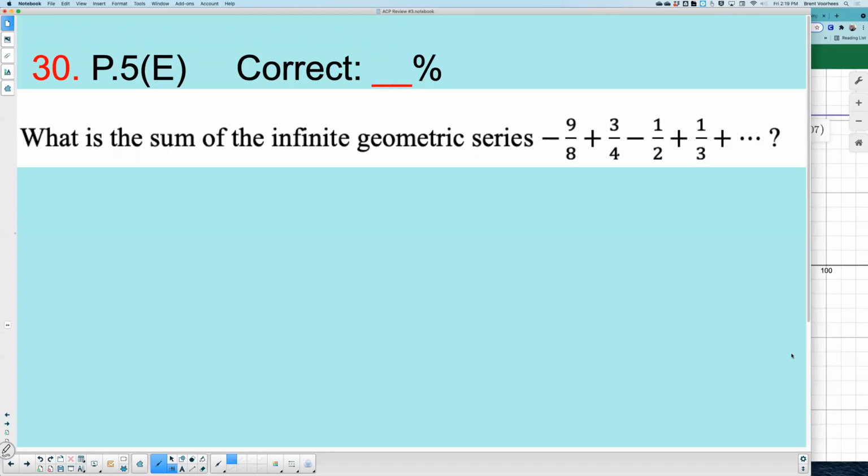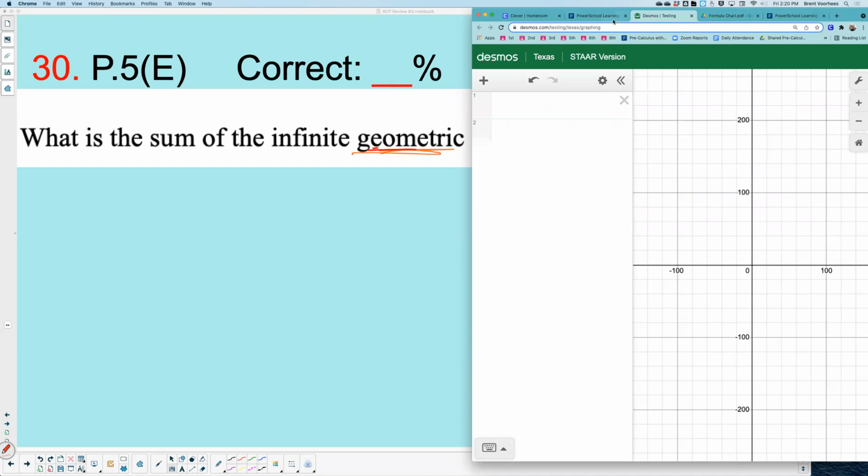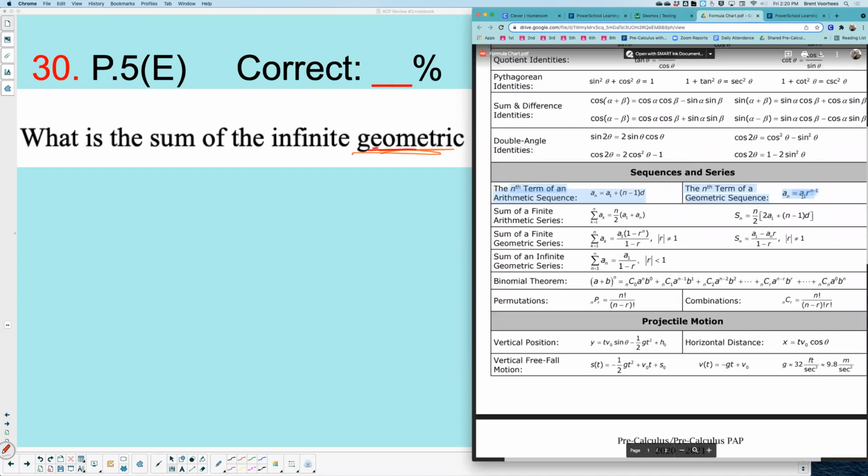Let's look now at number 30. Number 30 says, what is the sum of the infinite geometric series? So what's different on this problem than the previous problems? It says geometric. It tells us we're not using the arithmetic formula. This time we're using geometric. So I'll go over to the formula chart. There it is. And I'm going to take the geometric formula this time.